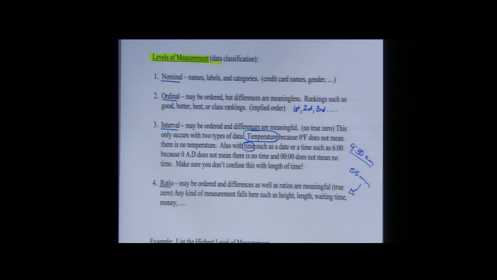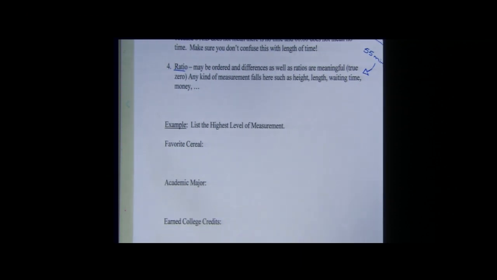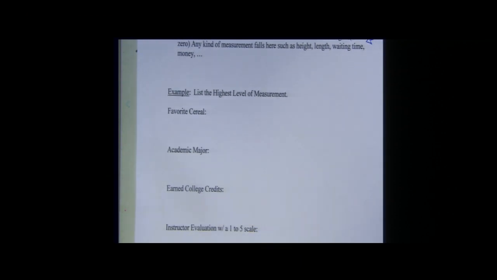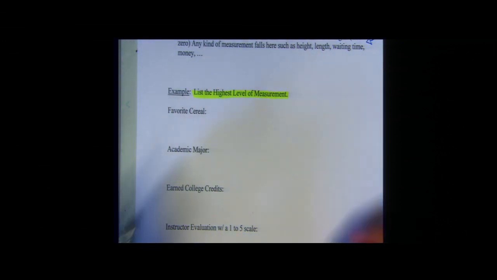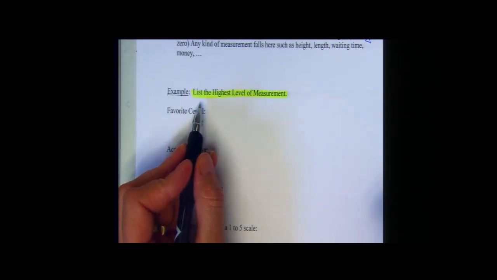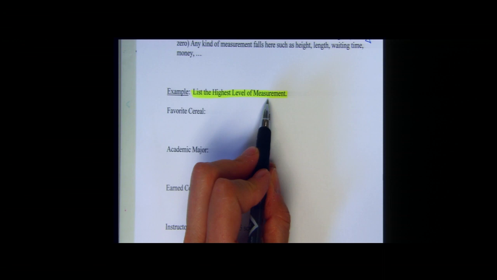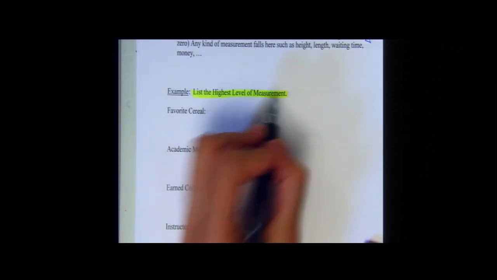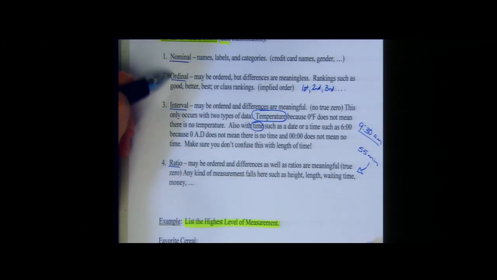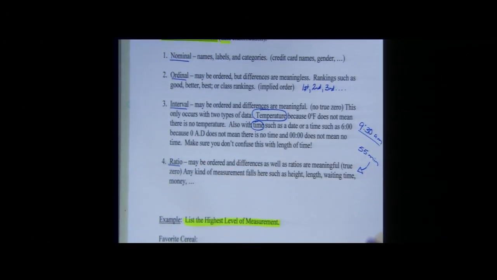Now, what you would be asked to do in a homework, quiz, or test would be to distinguish what is called the highest level of measurement. Not all the time will the directions tell you that it means nominal, ordinal, interval, ratio. The directions may only say list the highest level of measurement. You need to know that when it talks about highest level of measurement, it is asking for one of these four. So be careful of that.